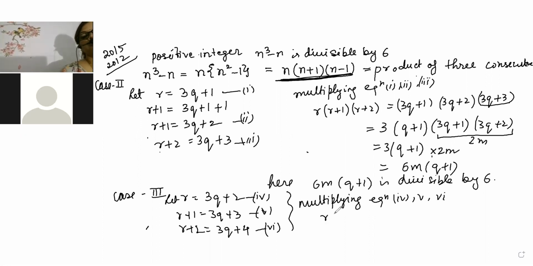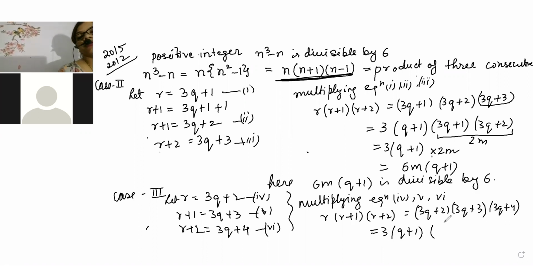Okay. So this one will become r plus 1, r plus 2, and this one will become 3q plus 2, 3q plus 3, 3q plus 4. Now again you take out 3, it is coming q plus 1. Then beta, 3q plus 2 is there and 3q plus 4 is there. So is it going to prove the part, beta?